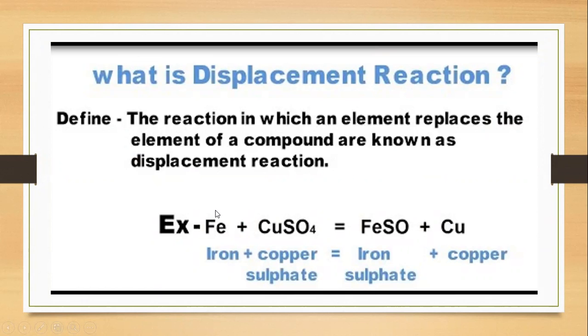Here you can see in the example that iron is an element whereas copper sulfate is a compound. So here iron is an element that replaces the copper, that is an element present in a compound. So iron replaces copper and takes its place, and there is the formation of iron sulfate. So in this reaction you can see iron reacts with copper sulfate. There is the formation of iron sulfate plus copper.